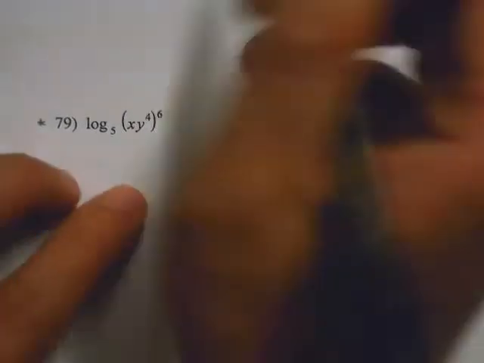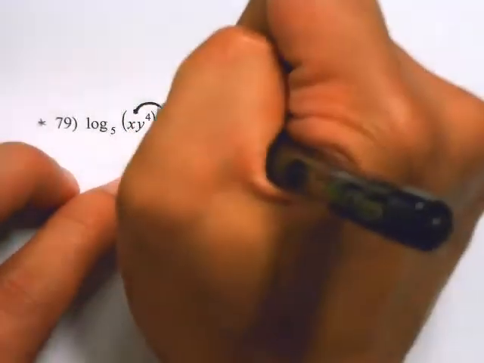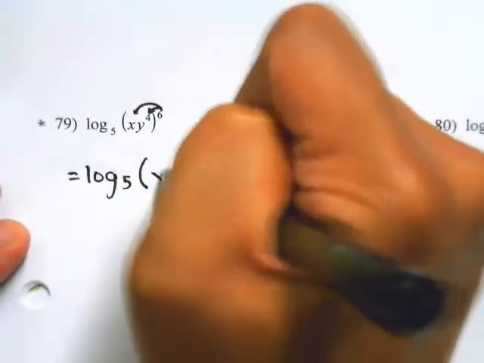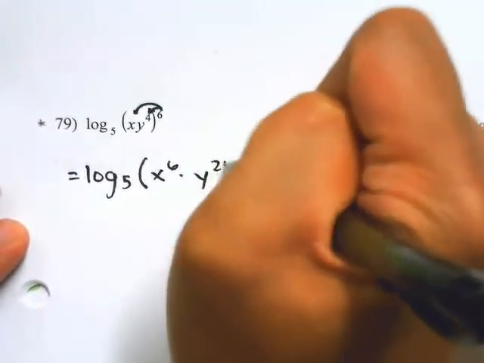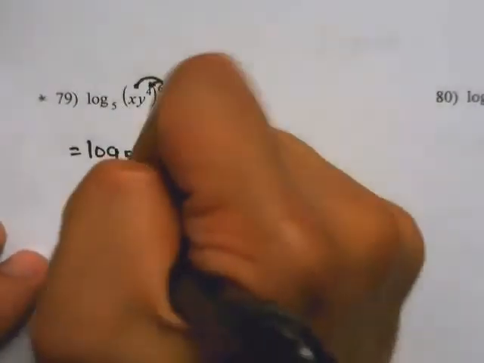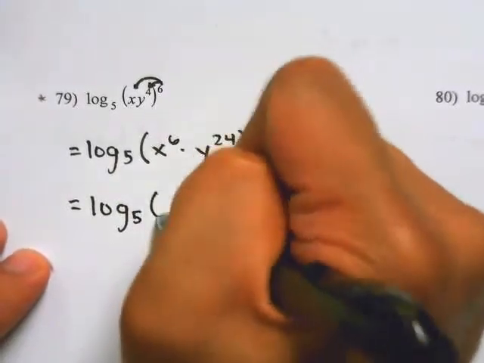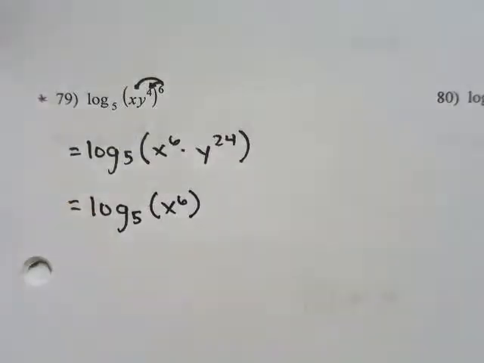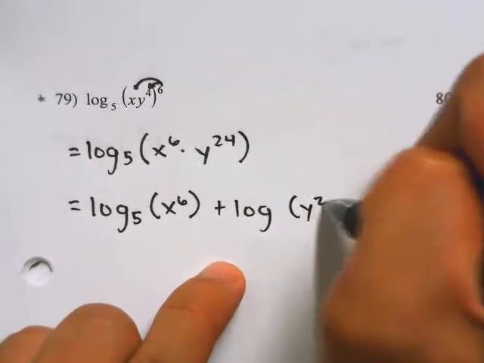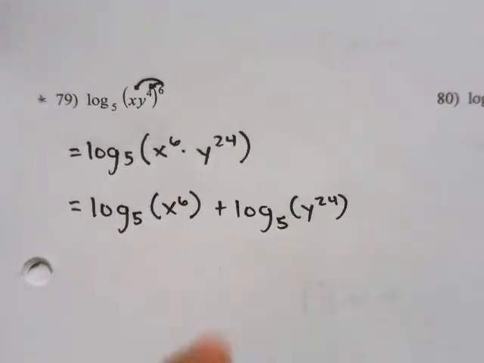76 is going to be similar. Let's jump down to 79. For 79, I would raise each of those arguments to the power of 6. And so you're going to have log base 5 of x to the 6 times y to the 24th. And then now we can split them up. Log of x to the 6th base 5 plus log of y to the 24th, also base 5.